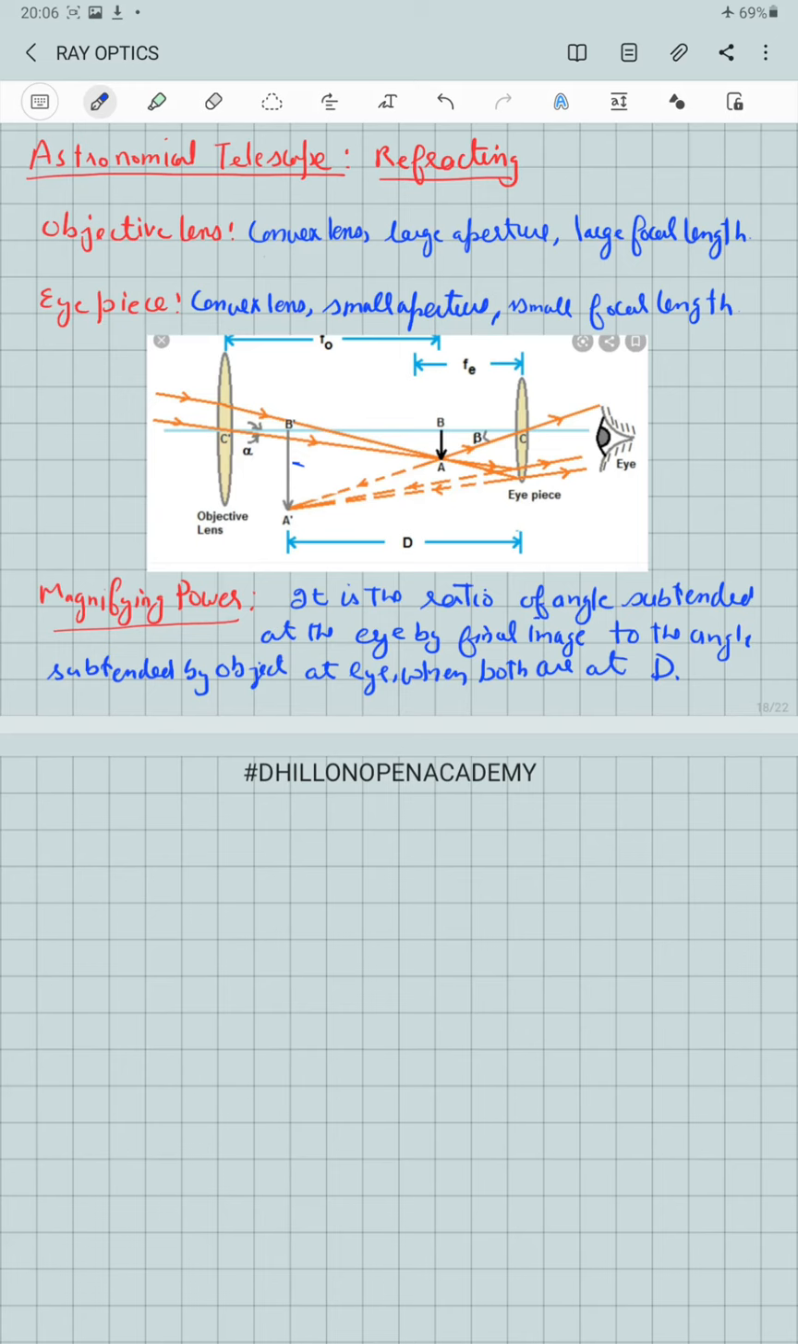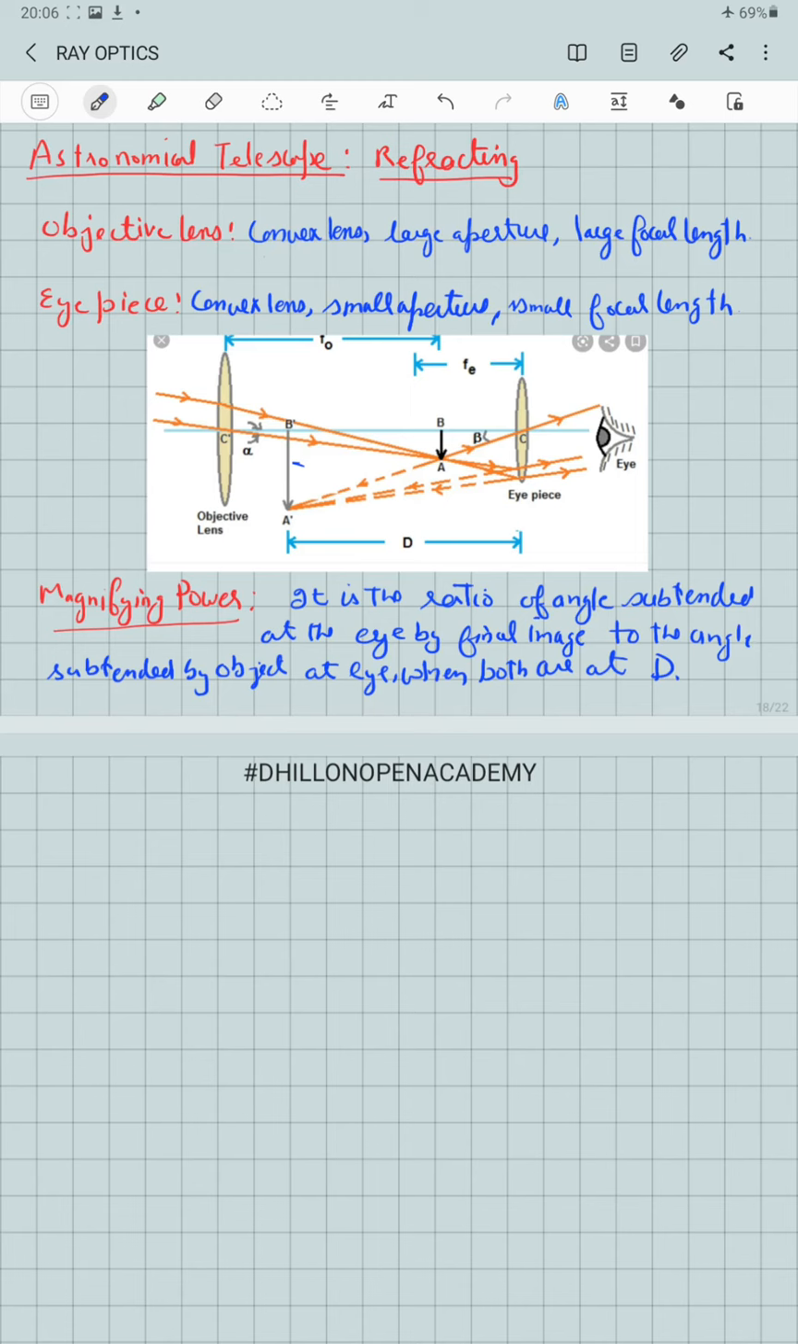By adjusting the distance between the optical centers of the objective lens and the eyepiece with the help of a rack and pinion arrangement, this image AB formed by the objective lens is brought in between the first principal focus and the optical center of the eye lens. By doing so, the final image can be obtained at the least distance of distinct vision, by adjusting the distance of the object AB for the eyepiece.